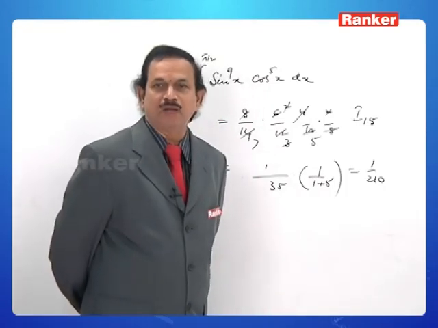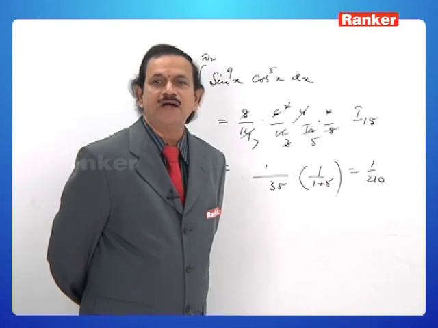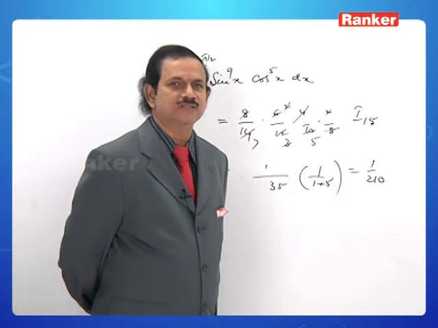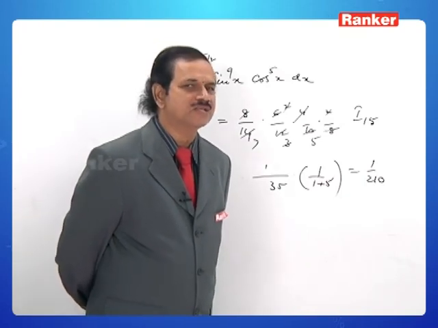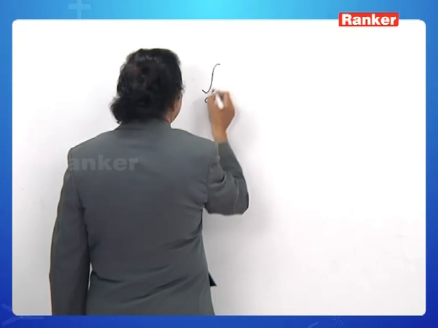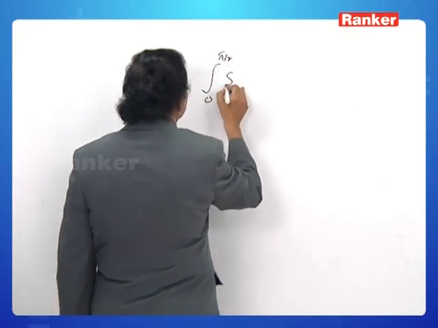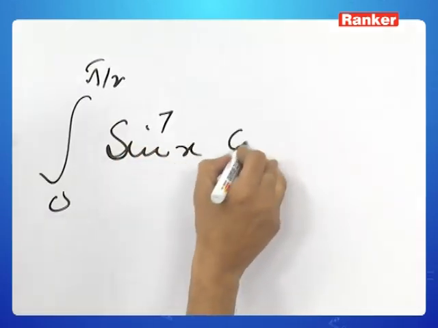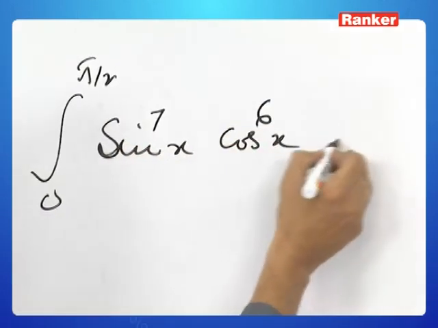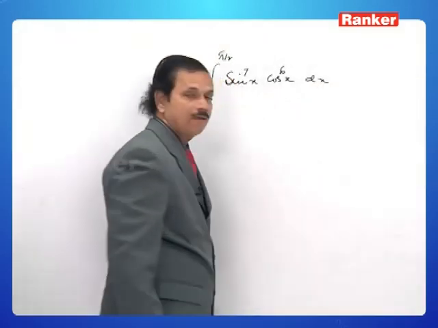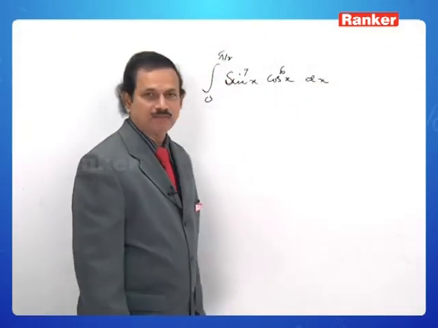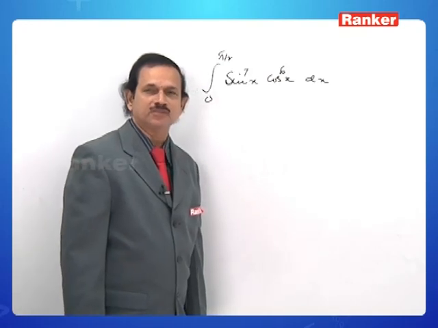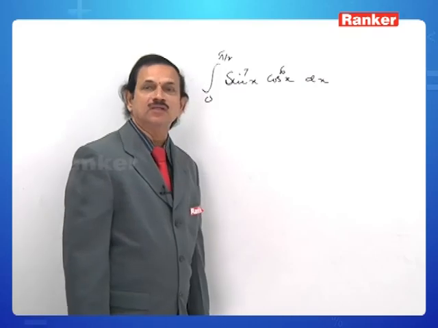So this is an example in which both m and n are odd. Now let us observe the third case, that is m is odd but n is even. What happens? Integral 0 to pi by 2 sine power, into cos power 6x dx. What is the case with this problem? M, the exponent on the sine function, is odd and n is even.